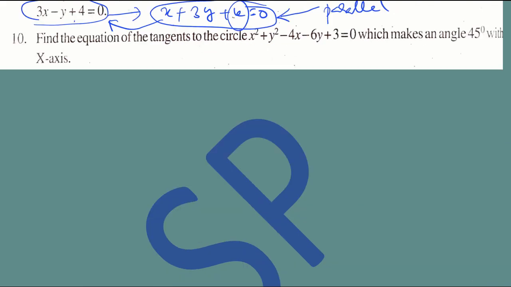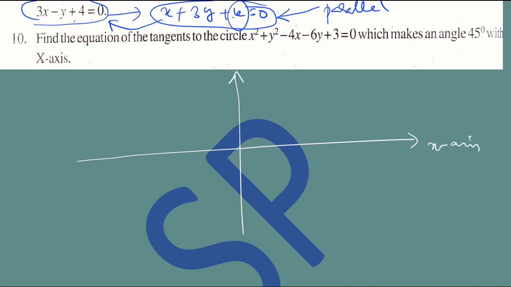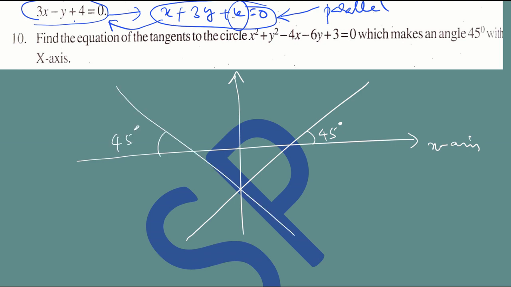See, in the 10th problem, he is talking about tangents which are making an angle of 45 degrees with the x-axis. Suppose I have the coordinate system, x-axis is there. Now I have a line making an angle of 45 degrees. Okay, I have one more line making an angle of 45 degrees with the x-axis. But observe that for this the slope is 1, but for this the slope is minus 1.